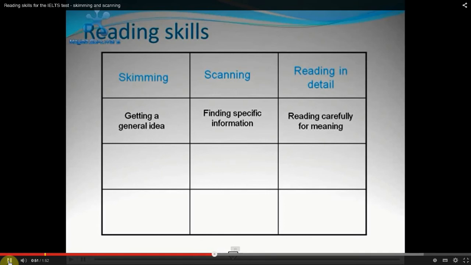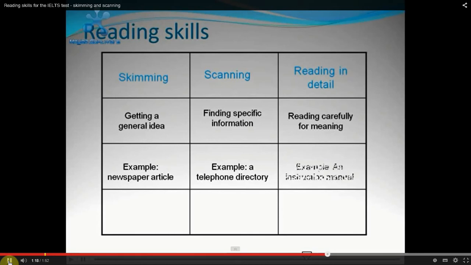Here are some common situations in which you have probably already used these skills. You might skim a newspaper article to see if you think it is interesting enough to read. If you were looking for a telephone number in a directory, you would scan, looking for the specific name or number you need. If you are assembling a complicated product, you would need to read the instruction manual carefully to make sure you understand all the details of what you have to do.